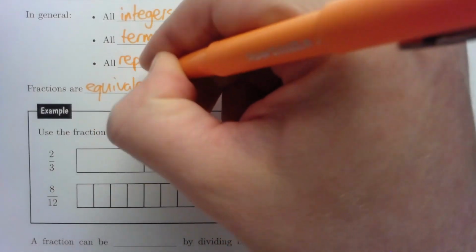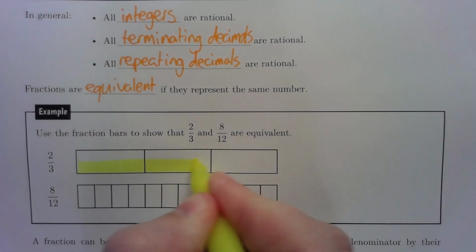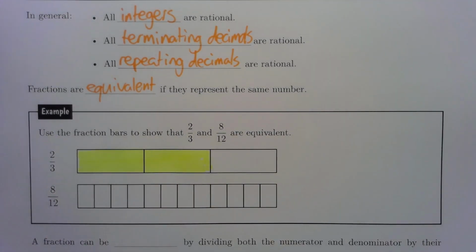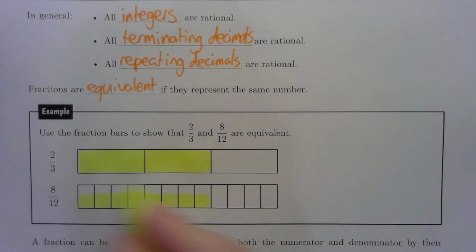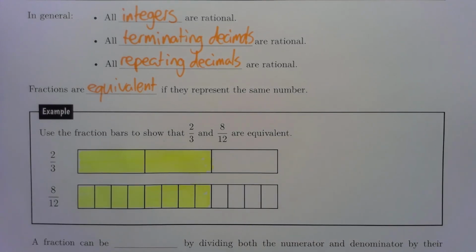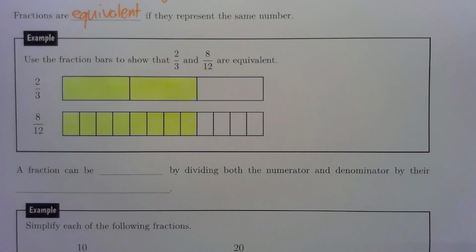Firstly, fractions are equivalent if they represent the same number. So for example, we want to show that 2/3 and 8/12 are equivalent. Well, to show 2/3, we split a whole bar into 3 parts and we choose 2 of them. To show 8/12, we split a whole bar into 12 equal parts and we choose 8 of them. Now, when we have our fraction bars drawn side by side, we can easily see that these two fractions represent the same amount. However, drawing an accurate diagram every time we want to show that fractions are equivalent is not the most practical thing to do.